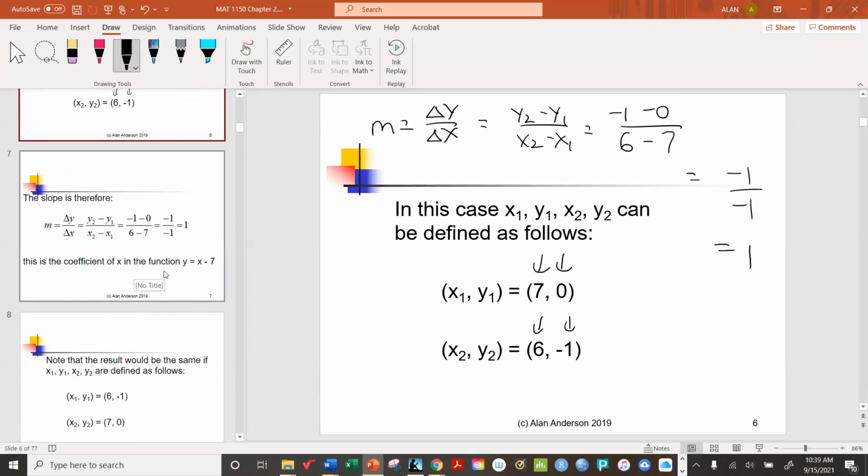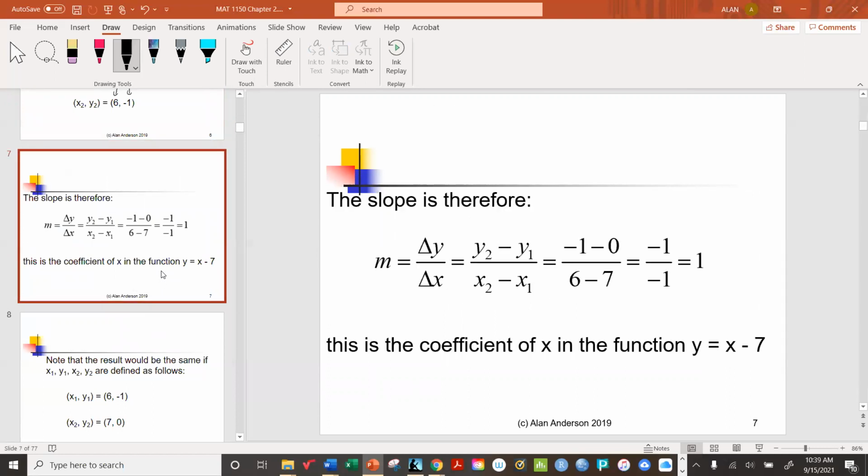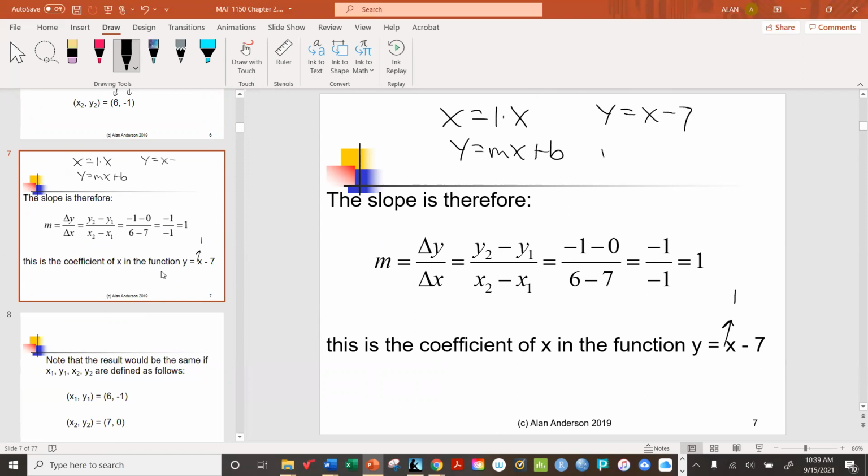Now, you could tell already with this function, the coefficient of x is the slope. So in other words, there's an implicit 1 here. So x is the same as 1 times x. And since y equals mx plus b, in this case, y equals x minus 7, it must be the case that m equals 1, which also implies that b is -7.